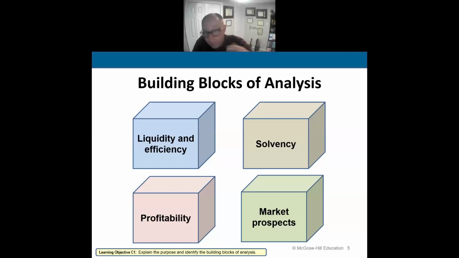Profitability is relatively self-explanatory. It's a company's ability to generate a profit based off of its sales, right? That's profitability. Market prospects has to do with things like stock price and equity investments. It also has to do with the company's position in the marketplace and its ability to market its products. So market prospects covers quite a few things. But these are the building blocks when it comes to analyzing our financial statements.